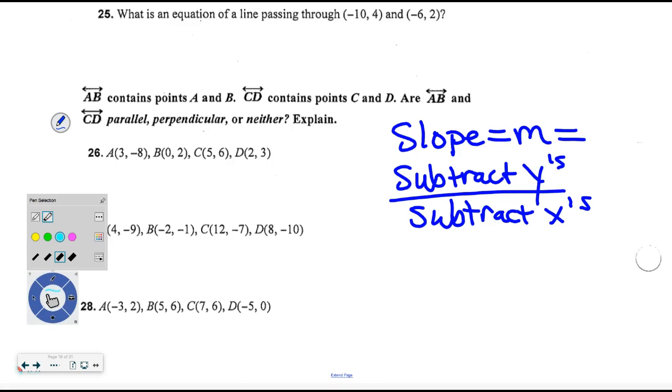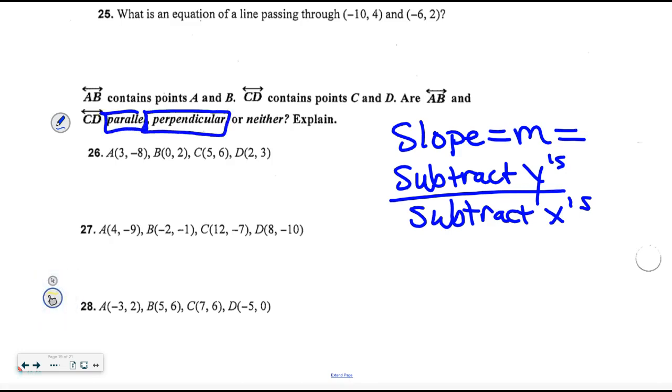We'll go do 26, 27, probably just 26. Because again, parallel, the slopes are the same. Perpendicular, they're opposite flips. All right, so we need to look at line AB, so I'm only going to focus on these 2 points. And I'm going to go M equals, find a slope. I'm going to subtract the y's. Which values are the y values?